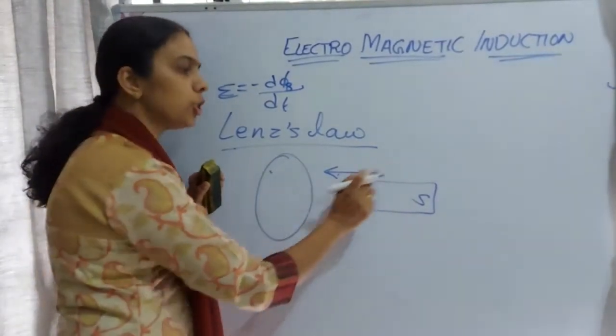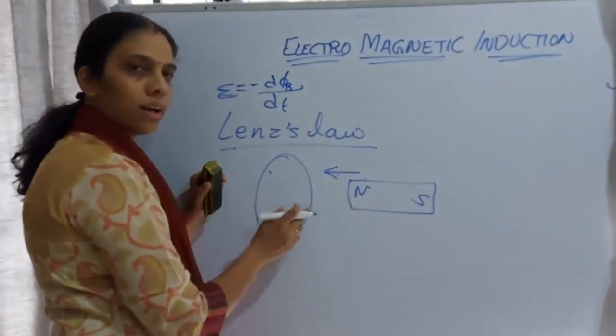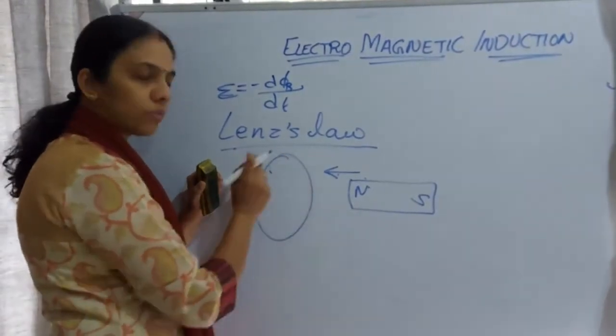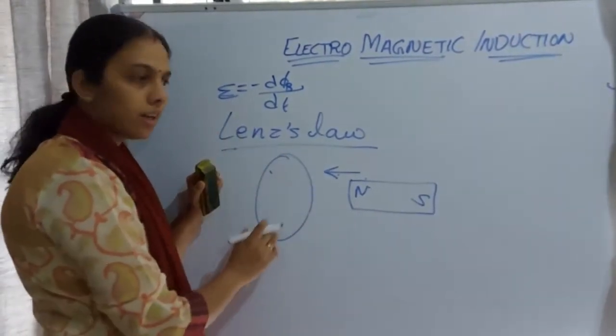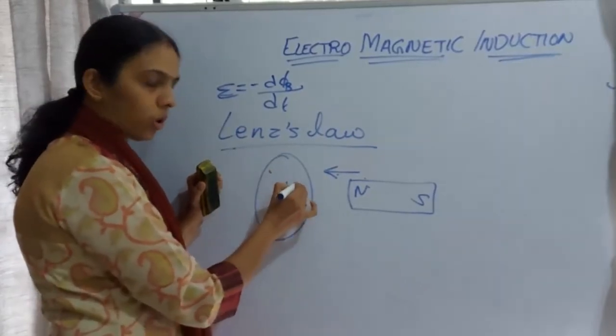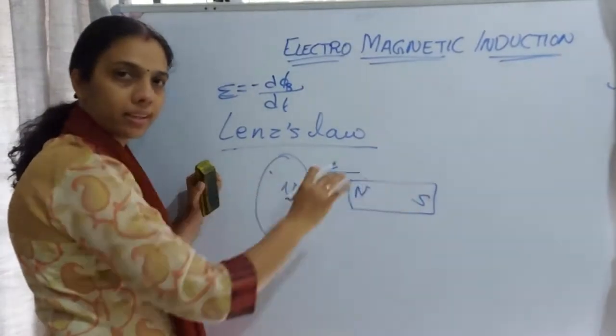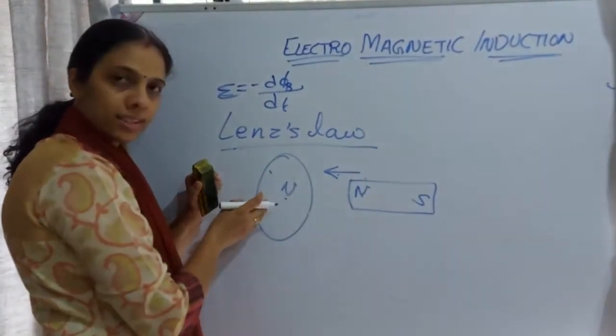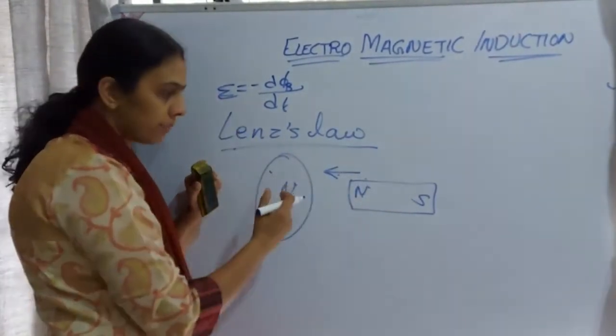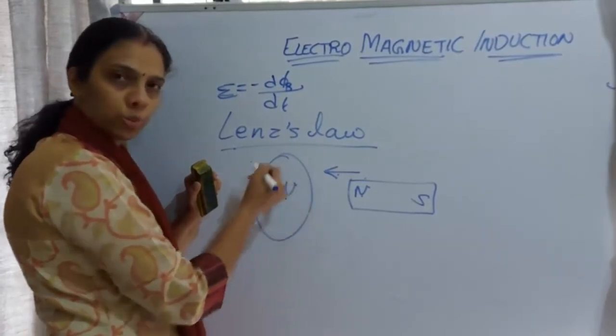If this should move away, what should be the magnetic polarity of the coil? The polarity of the coil should be north pole. Then only north and north will be repelling. This is coming towards it, so it wants to oppose. Oppose means here a north pole should be developed.